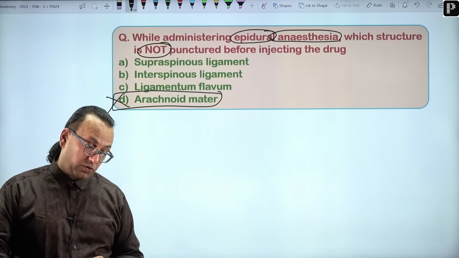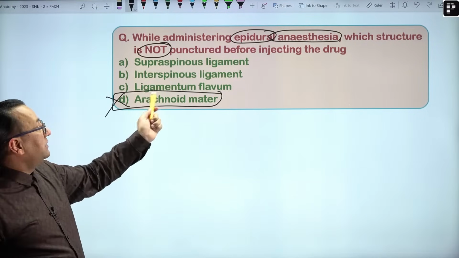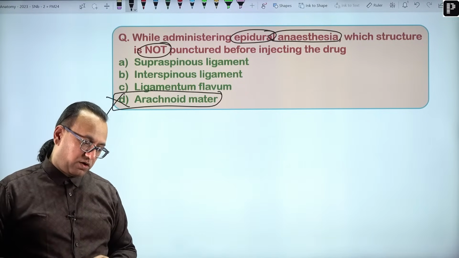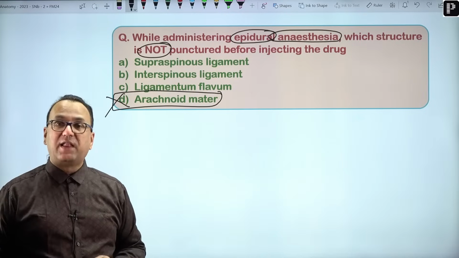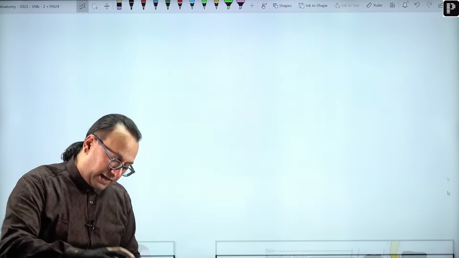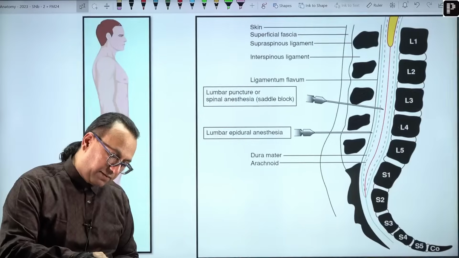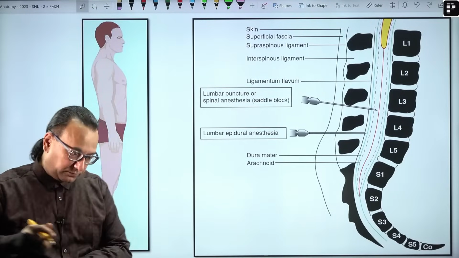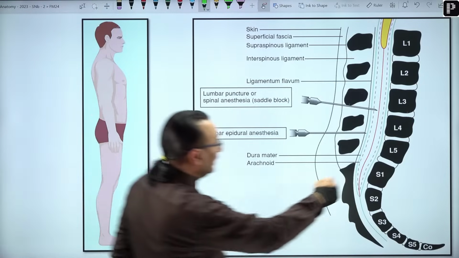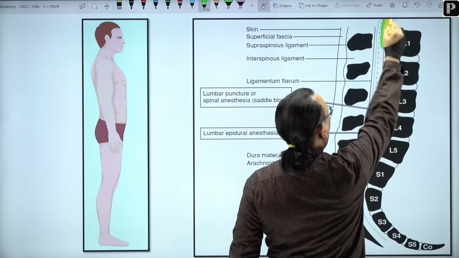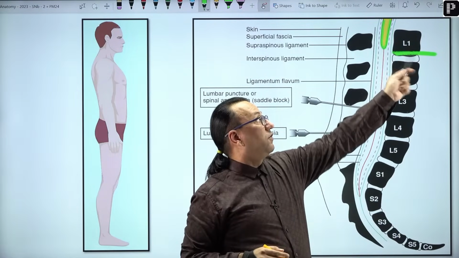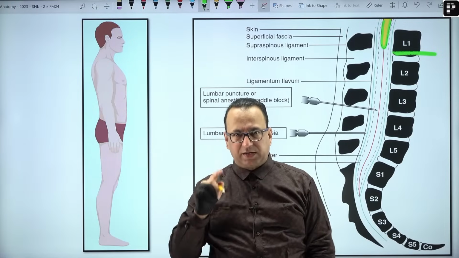And of course you are going through the supraspinous, interspinous, ligamentum flavum, all those ligaments when you push your needle for maybe epidural or maybe even lumbar puncture. Showing you the diagram here, let us first start with the spinal cord itself. As you see, this is the spinal cord which is terminating at the lower border of L1 vertebra if it is an adult.